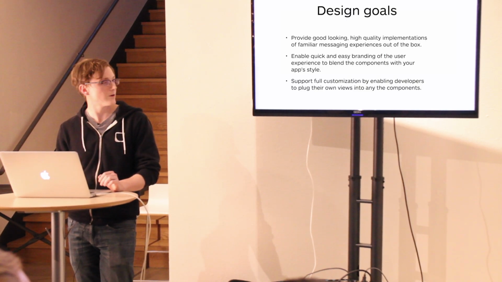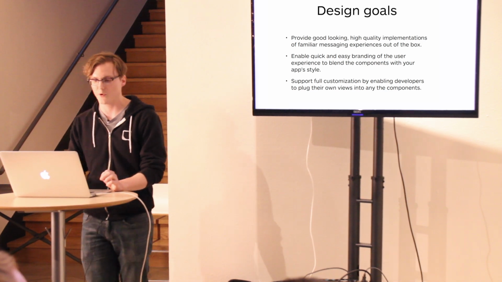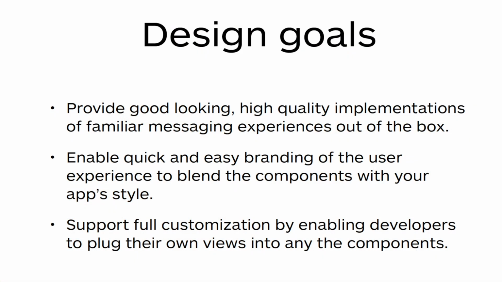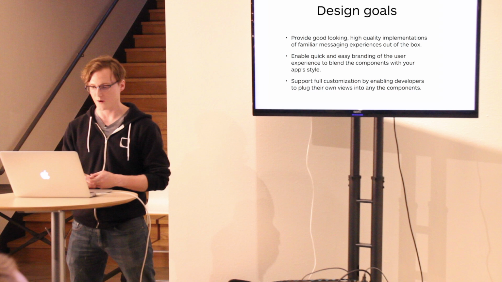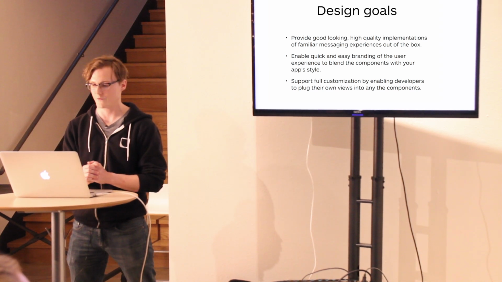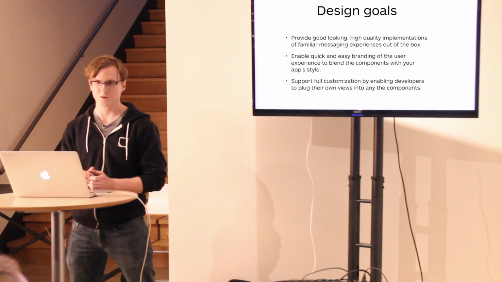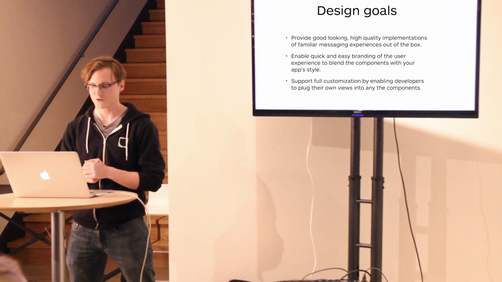First, we try to deliver good-looking, high-quality implementations of familiar messaging experiences out of the box. On iOS, Atlas is styled to look much like iMessage, as it's the most familiar messaging experience that every iOS user has. Next, we enable quick and easy branding of the user experience so that you can blend those components to match your style. On iOS, this means we are integrated with Apple's UI appearance and Interface Builder APIs. So all the fonts, colors, weights, all that kind of stuff can be customized in just a few lines of code. This lets you take Atlas, add it to an existing application, and match the style with just a few lines of code.